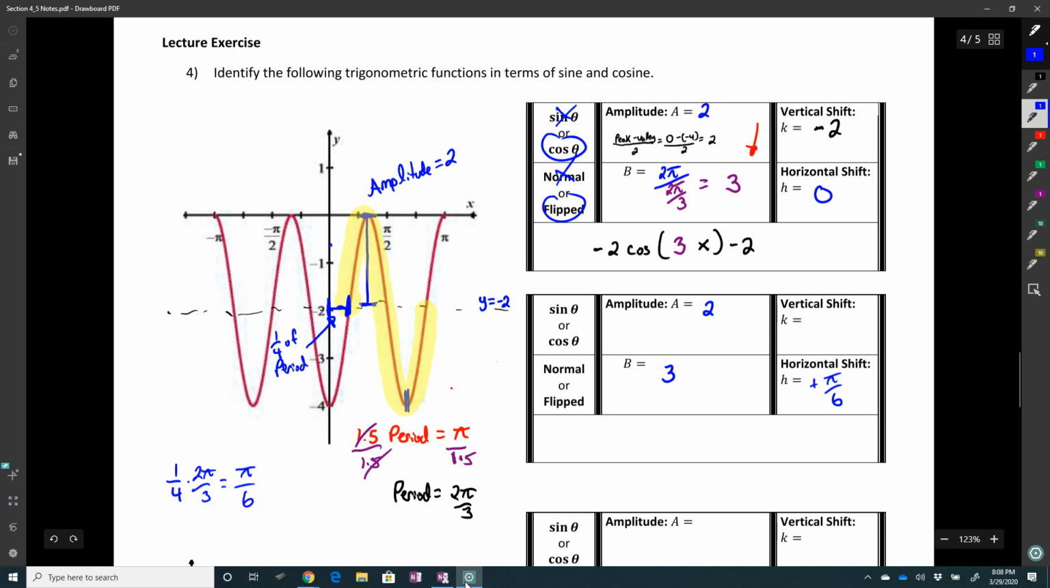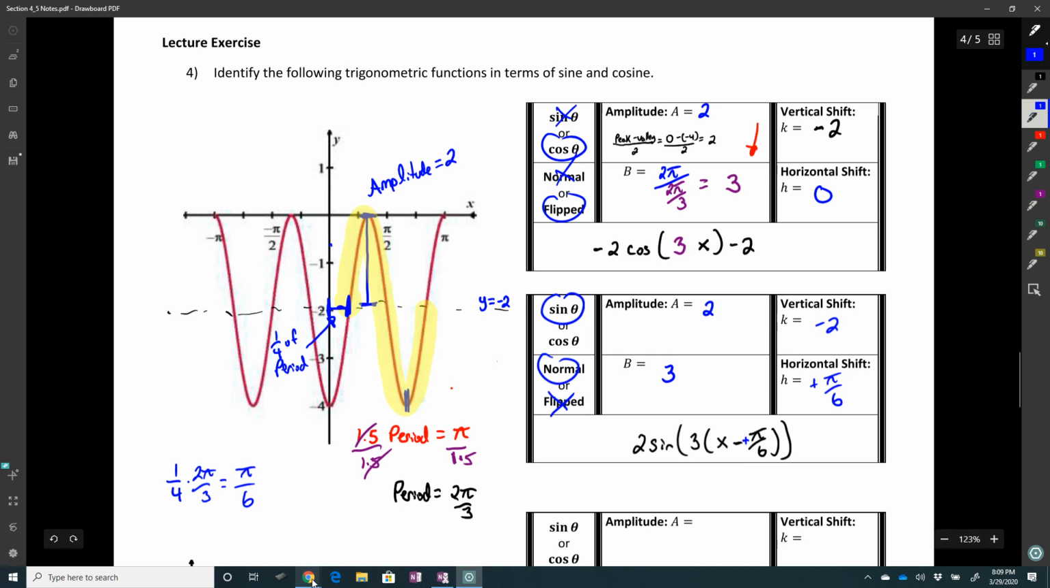My vertical shift is still -2. If I look at this, this is a sine wave. That's normal, not flipped. So I can write this out as 2 sine of 3 parentheses x minus pi over 6, then minus 2. Remember, the minus is part of the formula. So it's minus a positive pi over 6. That's what that means.